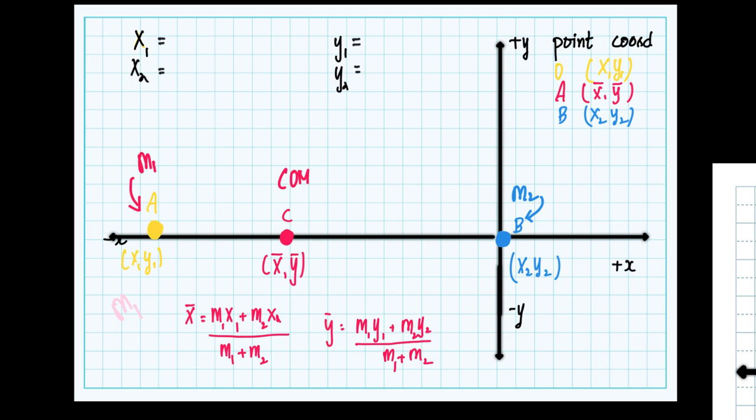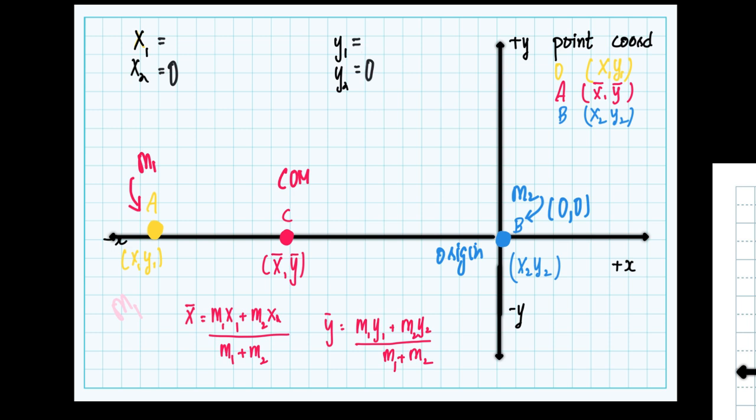All right. Now let's see. What is the coordinate of B? B is x2, y2, yes, but where is B placed? B is placed at the origin, which means x2, y2 coordinate should be equal to 0, 0, right? So x2 should be equal to 0, and y2 should be equal to 0.